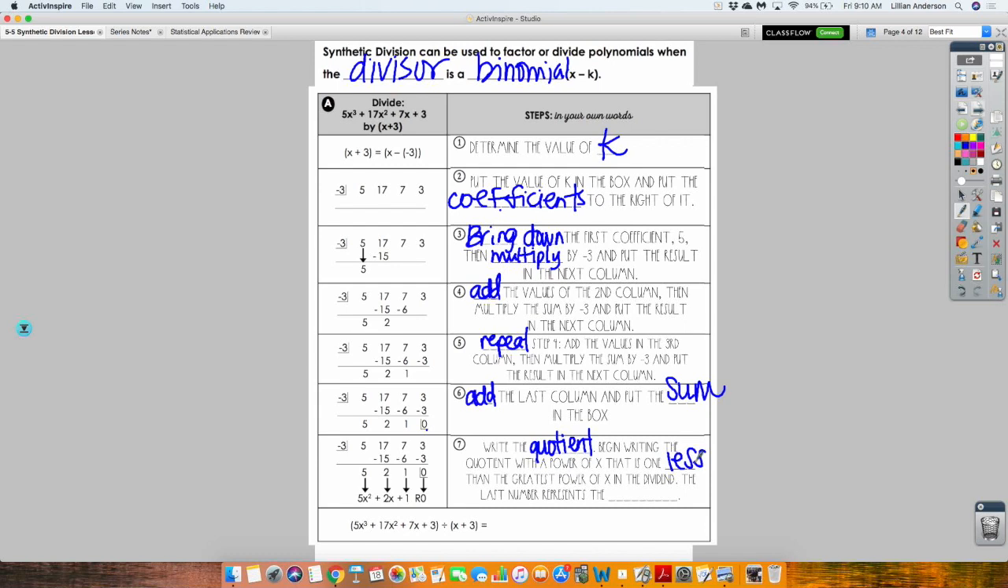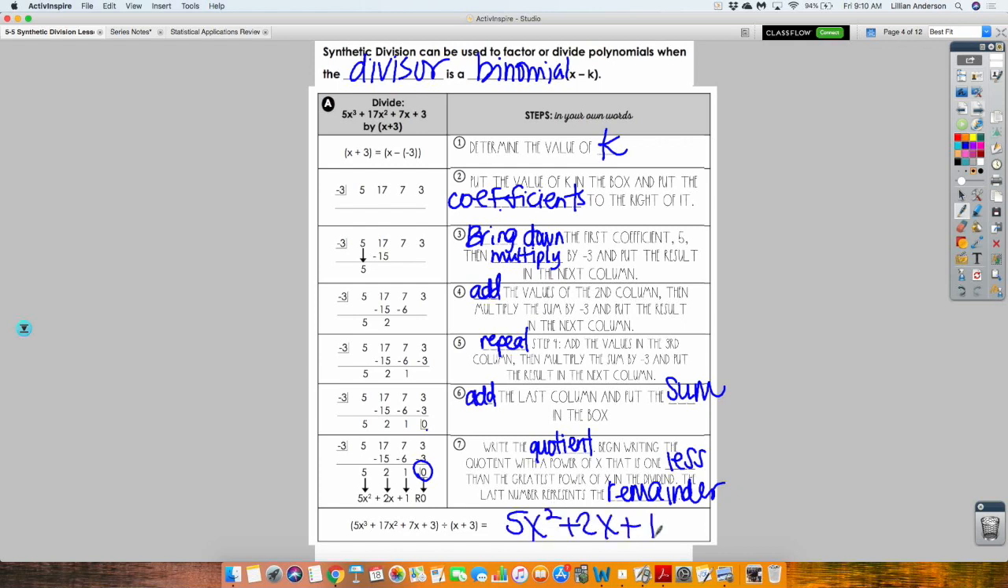So if we start with the x to the third, then we're going to end with the x to the second. If we start with the x to the fifth, we're going to end with the x to the fourth. And the last number that's in that box represents the remainder. And so in this case, we have a remainder of 0. And so the quotient is going to be 5x squared plus 2x plus 1.